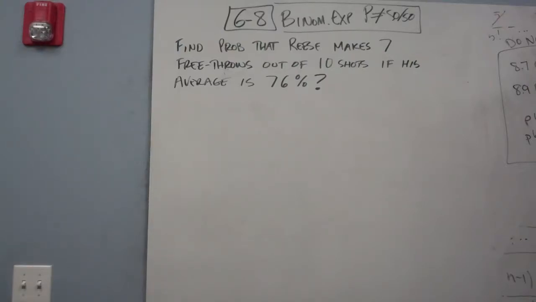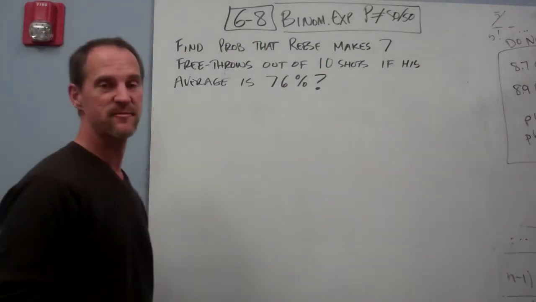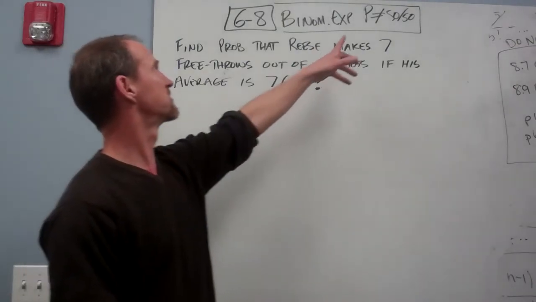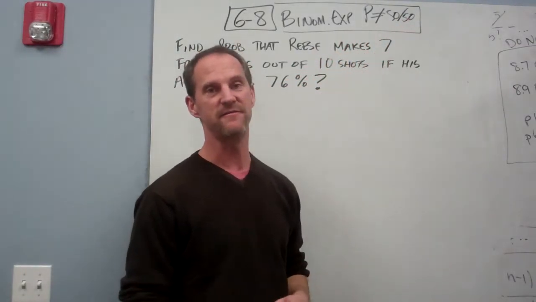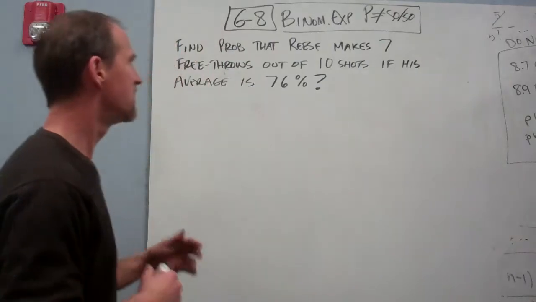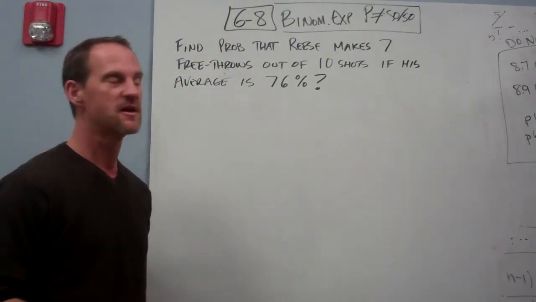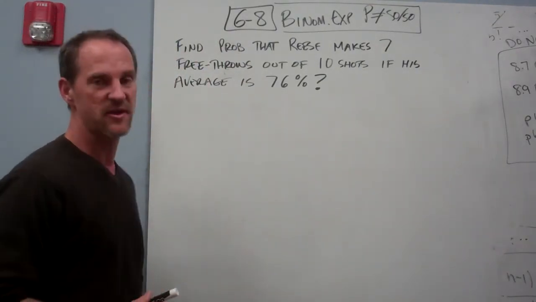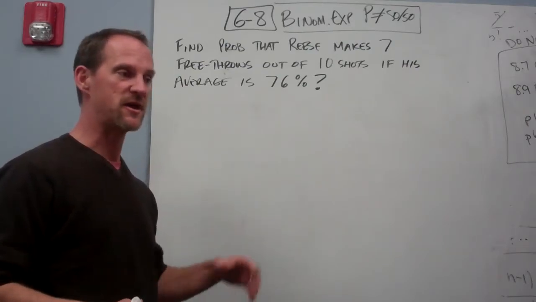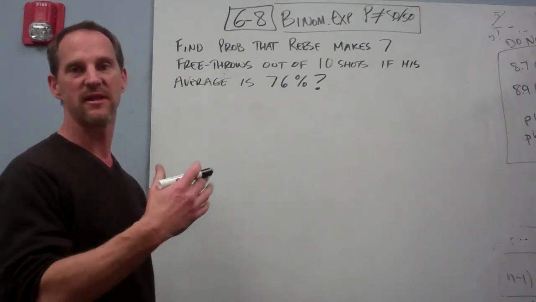Okay guys, we're getting closer to the end. We're at 6.8. We are back to binomial experiments, but now it's when the probability is not 50-50. We're not tossing coins. We're not taking true and false tests randomly. This is something where the probability of being right-handed is more likely than being left-handed.